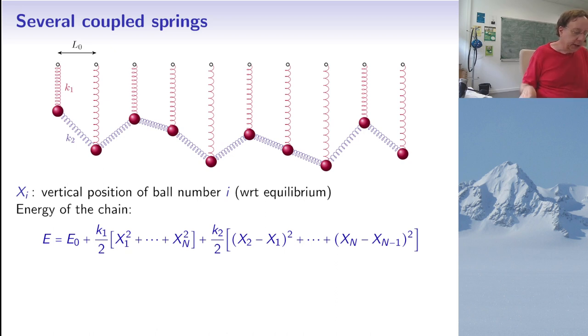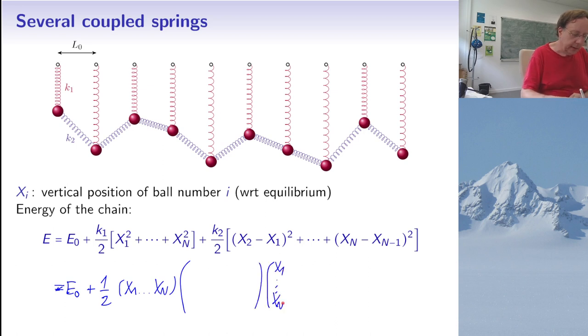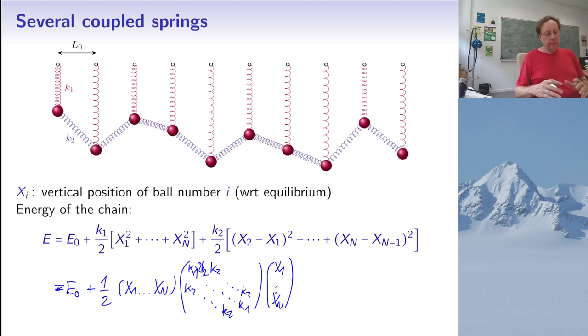Now actually this energy, I can write it in matrix form as E naught plus 1/2, and then I can write this as the vector x1 to xn times a certain matrix times x1 to xn. And what do I put in this matrix? Well, I will put K1 on the diagonal, and then K2 will appear at two places: in the off-diagonal terms like this, but it will also appear as minus 2 K2 on the diagonal. So I have this matrix which has a lot of zeros elsewhere.